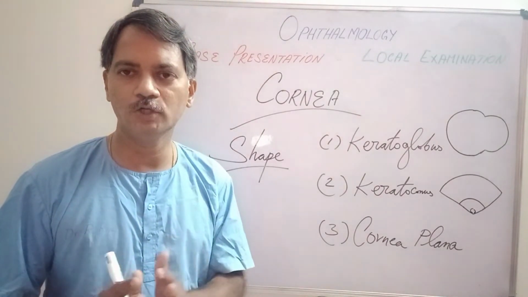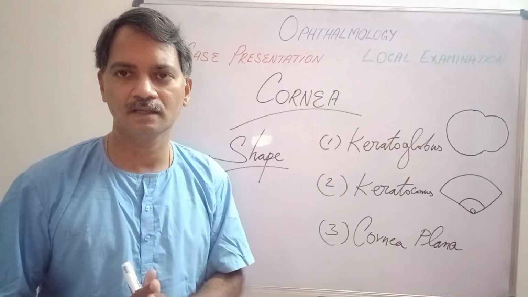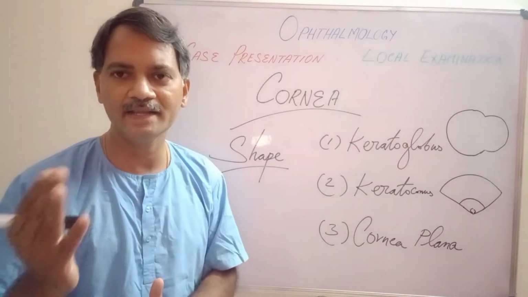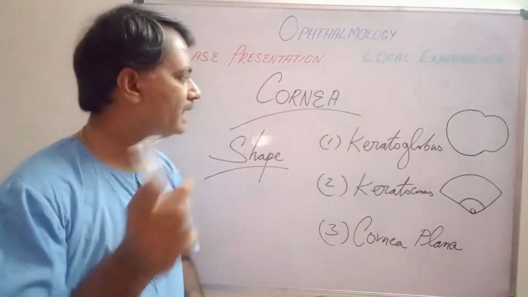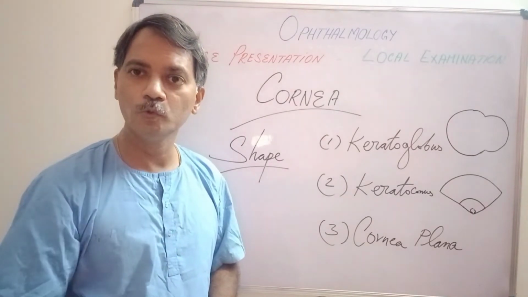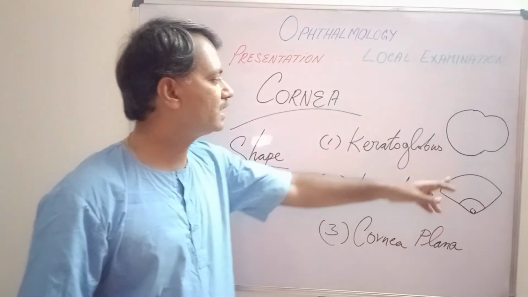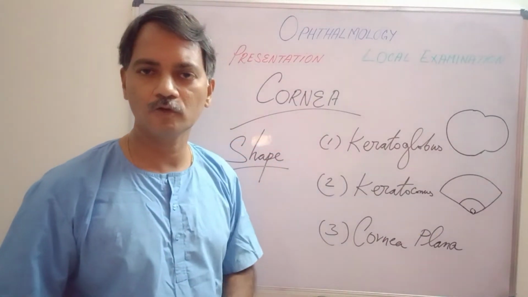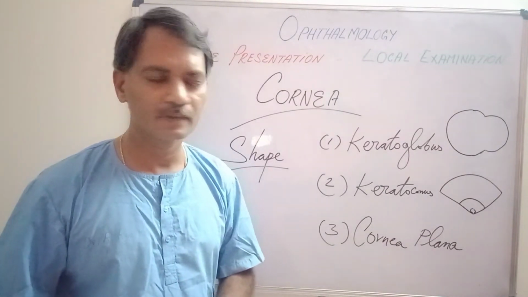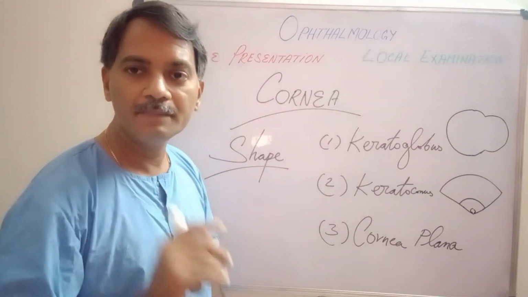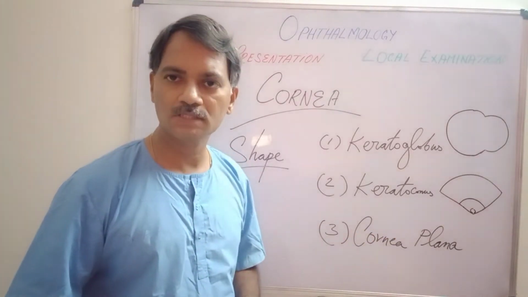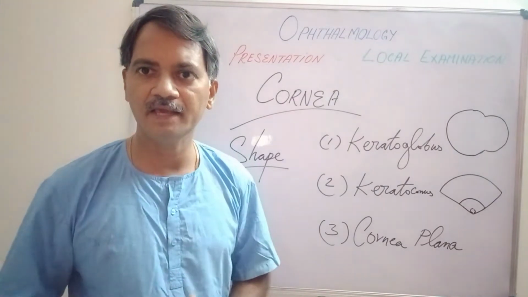Cornea, as we have already told, appears to be hemispherical. The cornea has a certain radius of curvature. But in certain cases, the cornea may be bulging in a huge curve, which is called keratoglobus. The cornea appears to be very much curved and bigger. Sometimes the cornea may be conical in shape. Keratoconus. The cornea will be conical in shape.